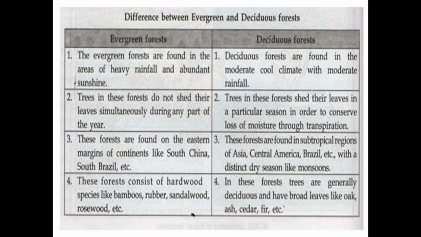When we talk about deciduous forests, they shed their leaves in a particular season of the year to conserve water loss due to transpiration. Second, they look almost barren without leaf cover in certain months of the year and have good foliage or green cover in certain months. They are found in areas where rainfall is from 75 to 140 centimeters.